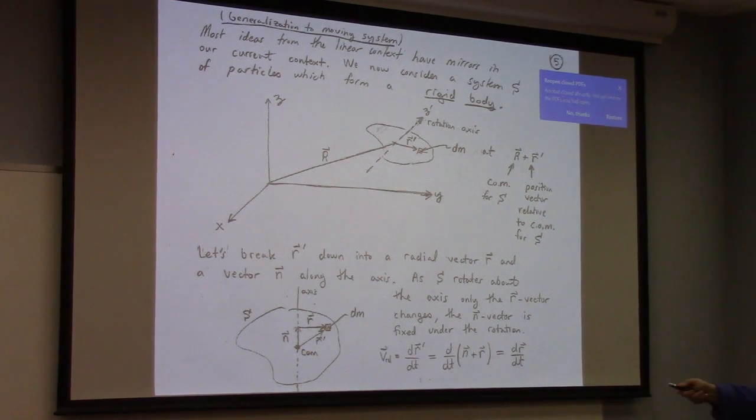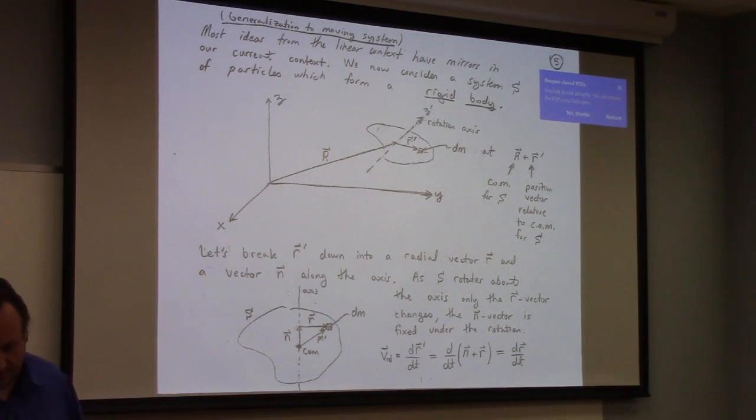And if you break down the r prime, there's two pieces, right? There's the piece which is parallel to the axis, and there's the piece which is perpendicular to the axis. The piece that's perpendicular to the axis has to do with the spinning. The piece which is parallel has nothing to do with the spinning. And if this object is fixed in place, then this n is constant. That's what it means for it to be a rigid body. It's stuck like that. And so when you calculate the relative velocity, relative to the center of mass, then the n piece drops out. You get dr dt like this.